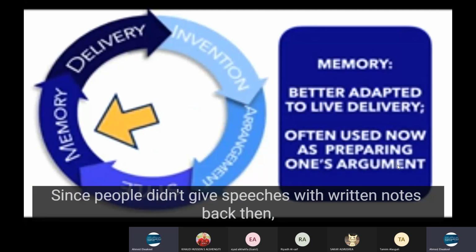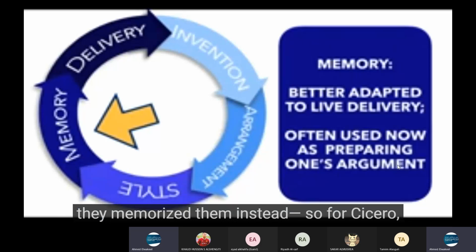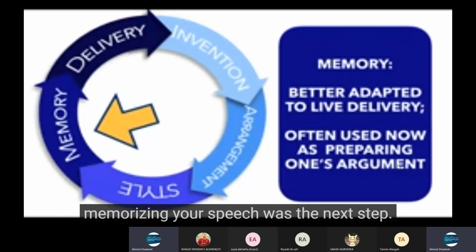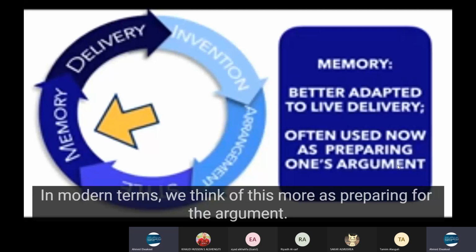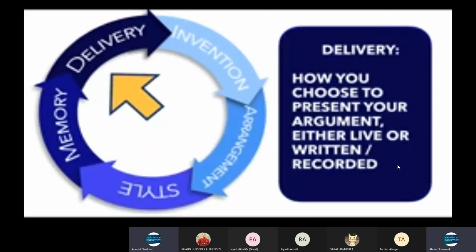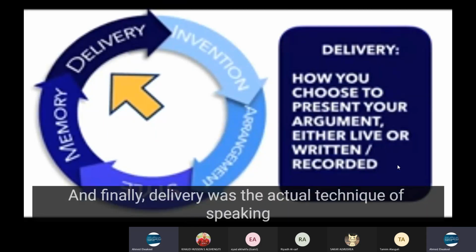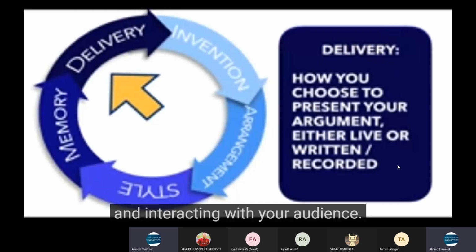Since people didn't give speeches with written notes back then, they memorized them instead. So for Cicero, memorizing your speech was the next step. In modern terms, we think of this more as preparing for the argument. And finally, delivery was the actual technique of speaking and interacting with your audience.